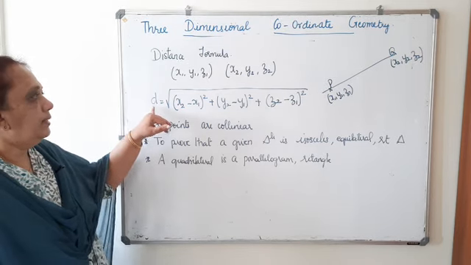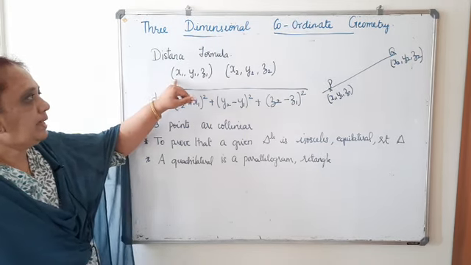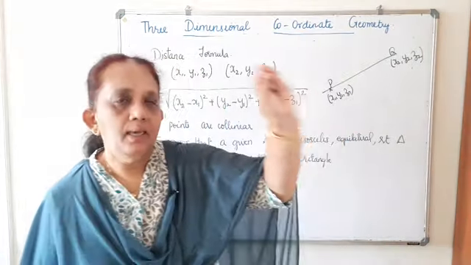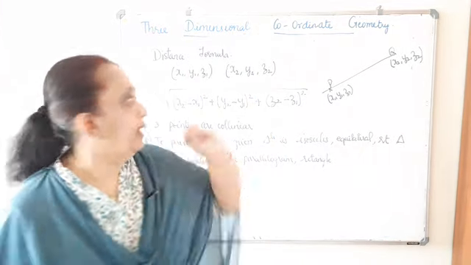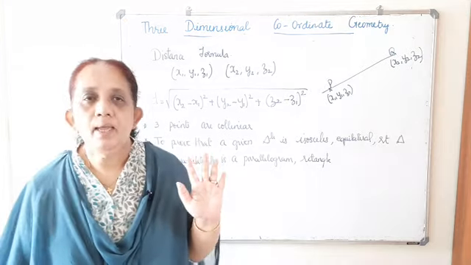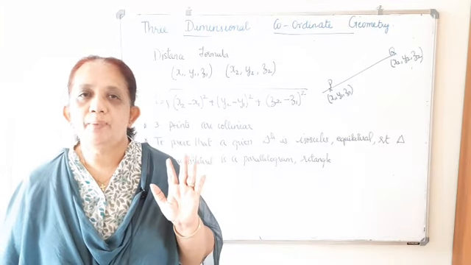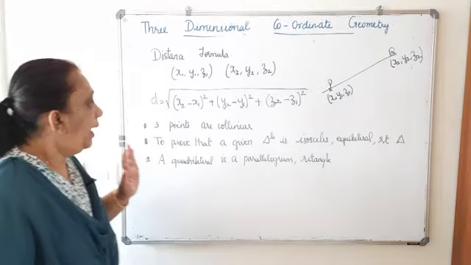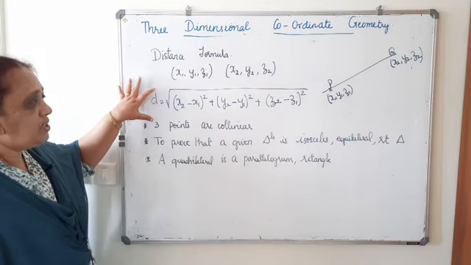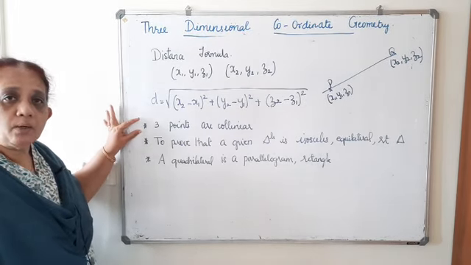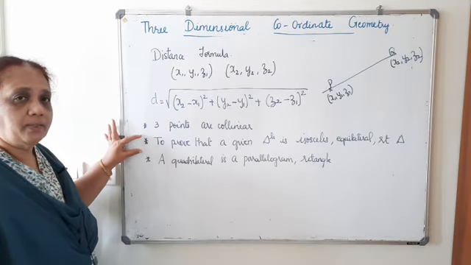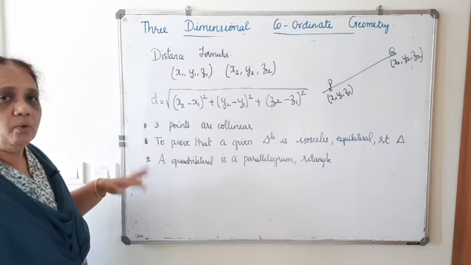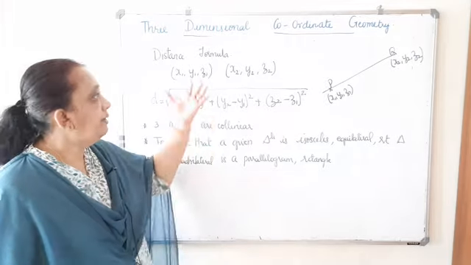Where do we use the distance formula between 2 points x1, y1, z1 and x2, y2, z2? These 2 points are in space. What is the distance between them? It is given by root of (x2 minus x1) the whole square plus (y2 minus y1) the whole square plus (z2 minus z1) the whole square. The applications are to show that the 3 points are collinear, to prove that a given triangle is isosceles, equilateral or a right triangle, and to prove that a given quadrilateral is a parallelogram or a rectangle. This we will discuss in detail.